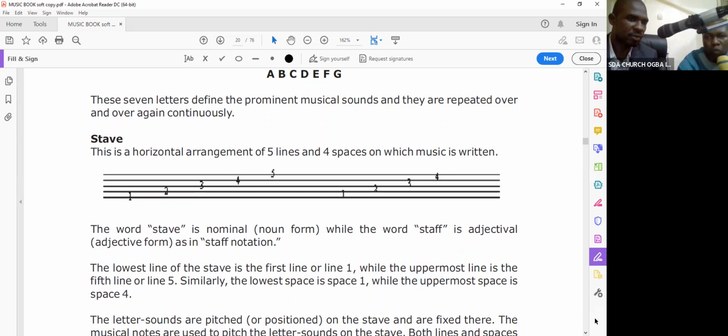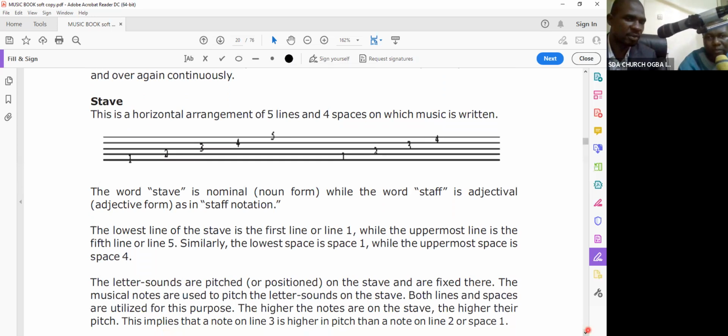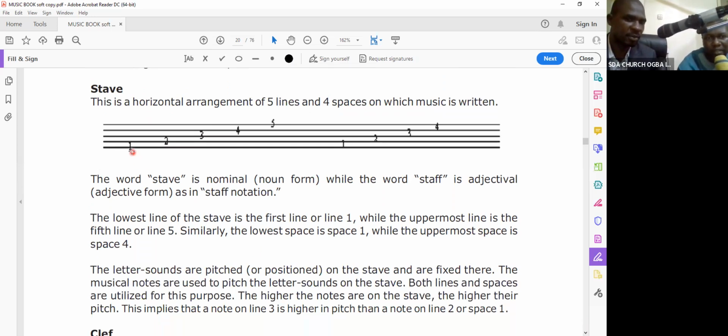Okay, and we understand that the lowest line is line 1. The lowest line is line 1, followed by the next line as line 2, the next line 3, the next one line 4, line 5. The assumption is to think that the uppermost line is line 1. No, it's the lowest line that is line 1. Same thing, the lowest space is space 1, and you count upward.